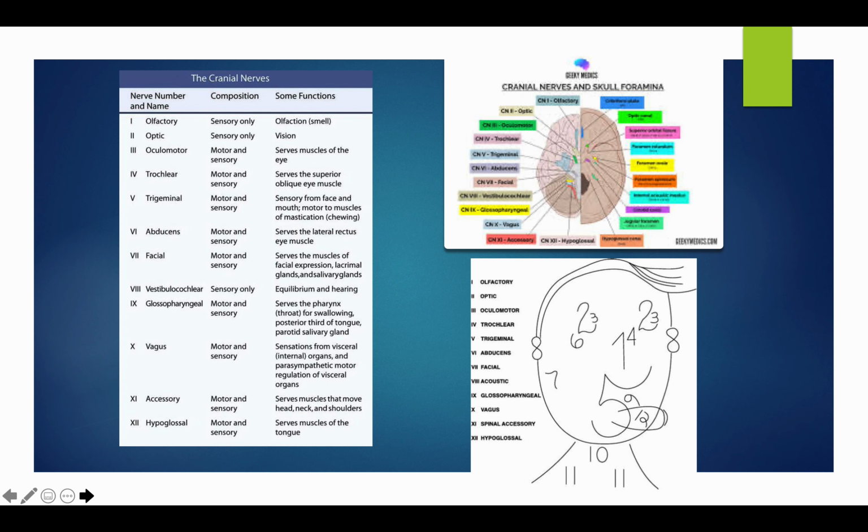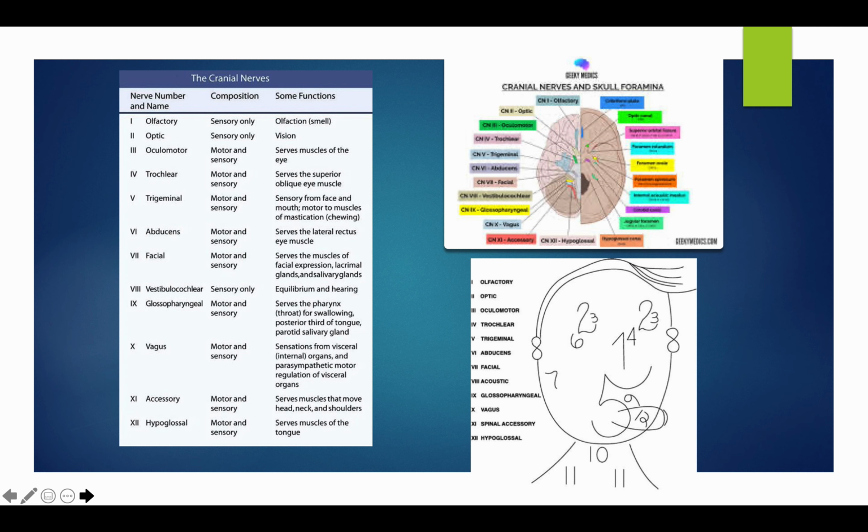Cranial nerve 6 is your abducens, which is motor and sensory, serves the lateral rectus eye movements, which is doing your EOMs, or your extraocular eye movements. Cranial nerve 7 is your facial, which is motor and sensory, serves the muscles of facial expression, lacrimal glands, and the salivary glands. Cranial nerve 8 is your vestibulocochlear, which is sensory only for equilibrium and hearing. Cranial nerve 9 is your glossopharyngeal, which is motor and sensory, serves the pharynx, the throat, for swallowing, the posterior third of your tongue, your parotid salivary gland, so patients will have difficulty swallowing.